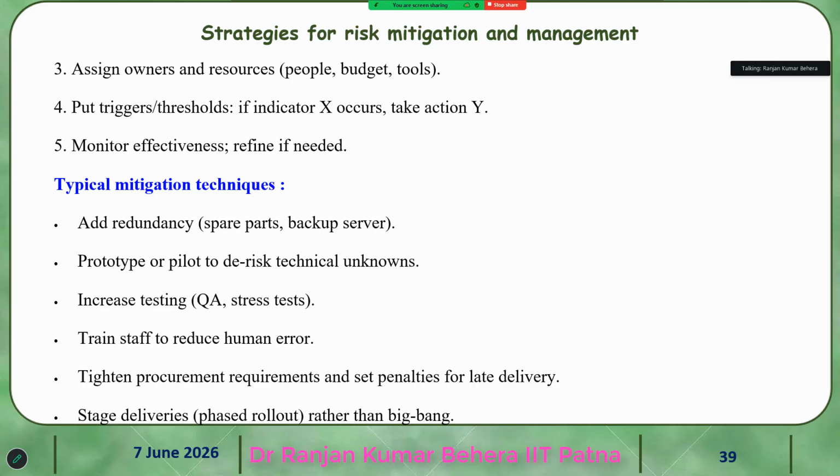And then tighten procurement requirement and set penalties for late delivery. So you can set penalty for late delivery like in IIT, but when you put this penalty, they may not accept, because very few vendors have the specialization of supplying, and when you put the late fine, they generally don't give anything back.